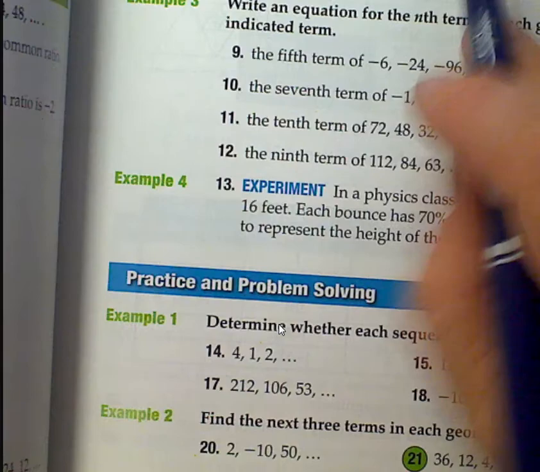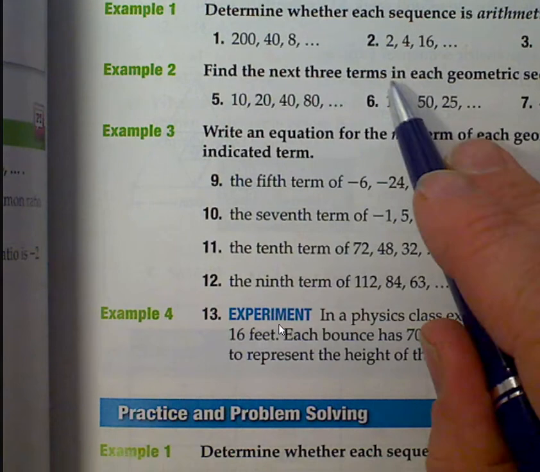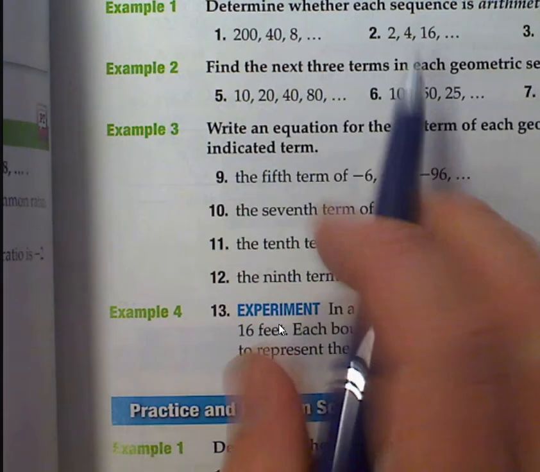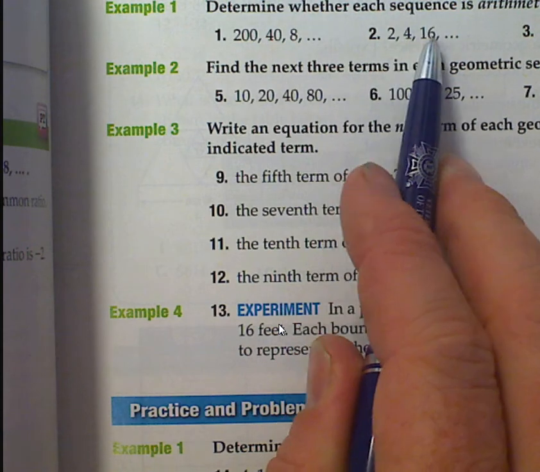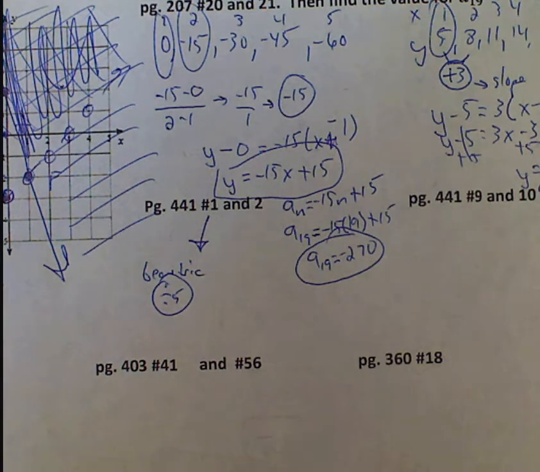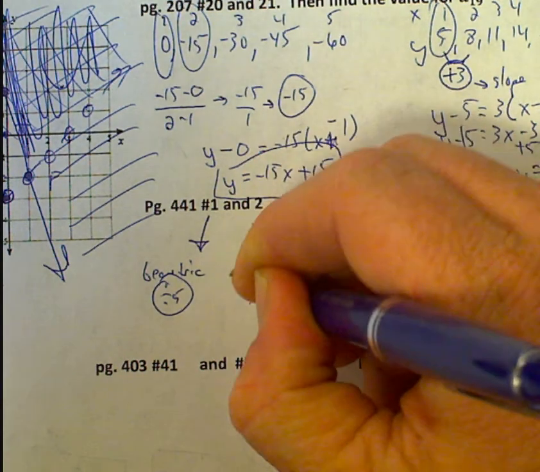Let's check out number 2. I am not adding by the same number. It's impossible to add, so let's see if I'm multiplying. 2 times 2 is 4. 4 times 2 is 8. This is 16, so this is neither. It's not arithmetic or geometric.